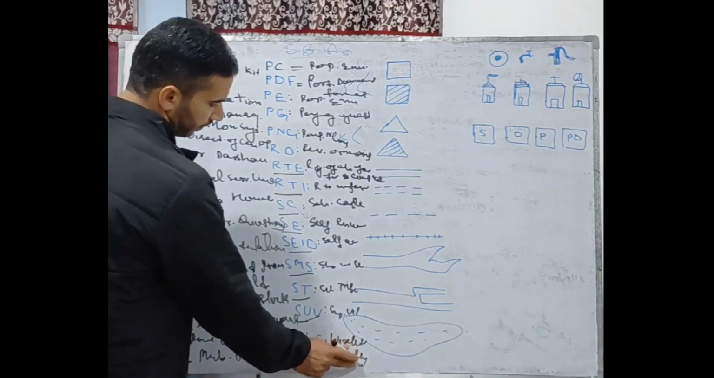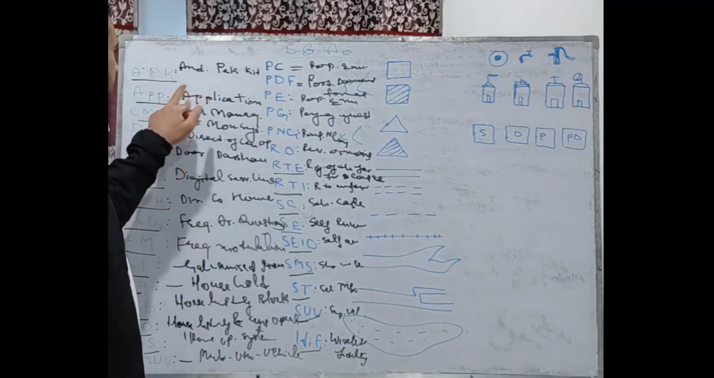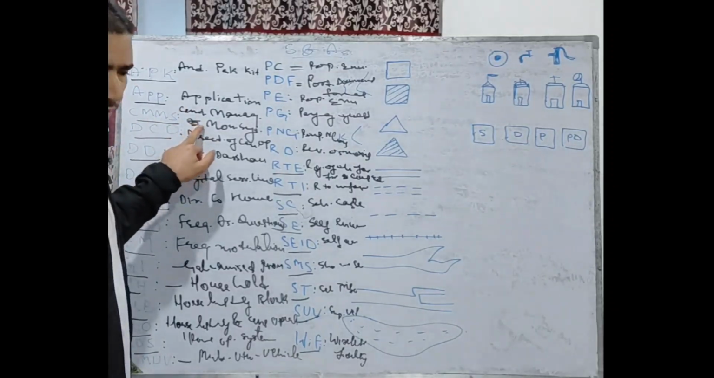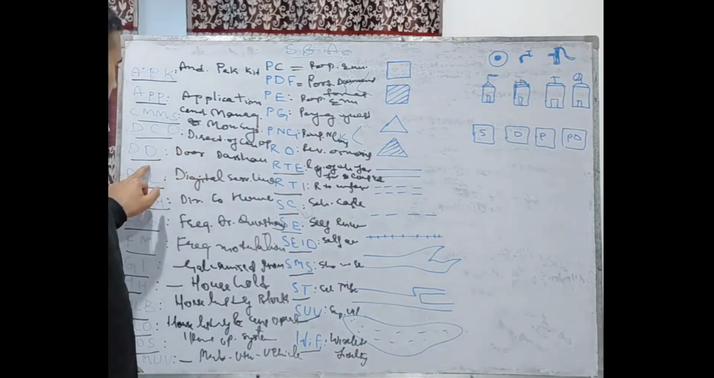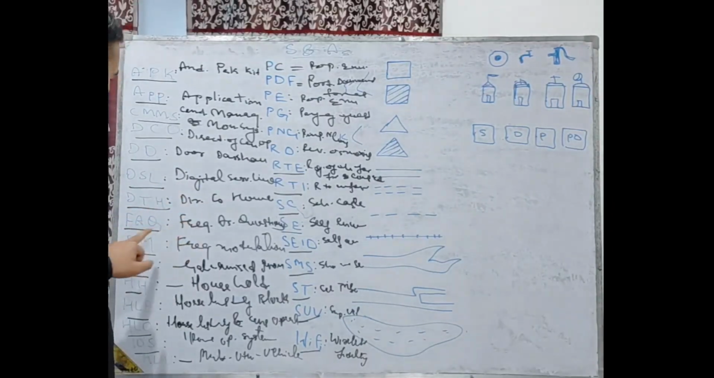Let me repeat these abbreviations. APK stands for Android Package Kit. App refers to application. CMMS is Central Management and Monitoring System. DCO is the Directorate of Census Operations. DD refers to Doordarshan. DSL refers to Digital Service Line. DTH refers to Direct to Home.